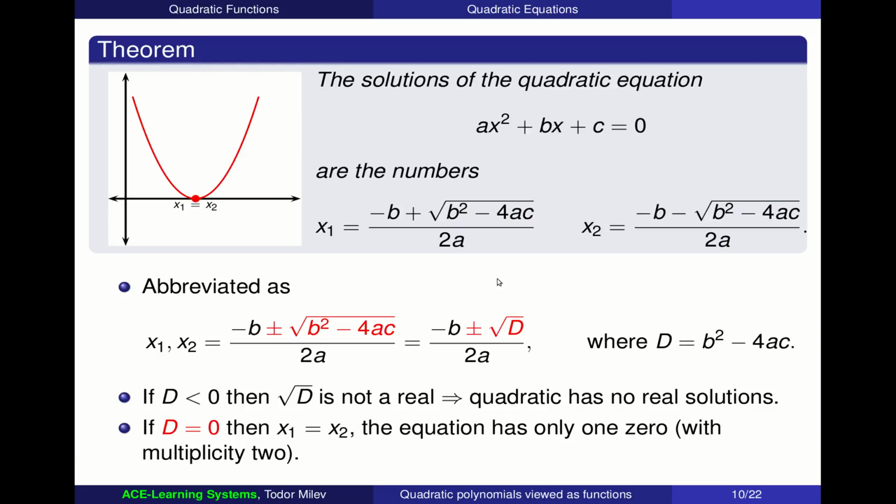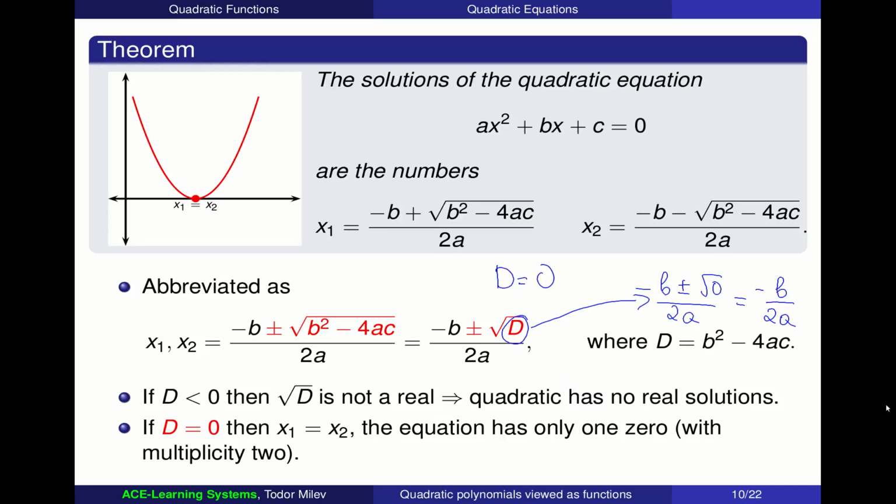What happens when d is equal to 0? Well, then I'm having minus b plus or minus radical of 0 over 2a, right? But radical of 0 is 0, so I'm getting minus b over 2a. And the two roots x1 and x2 coincide. So our equation then has only one zero with multiplicity 2. The two solutions x1 and x2 coincide, and the graph of the parabola touches the x-axis.